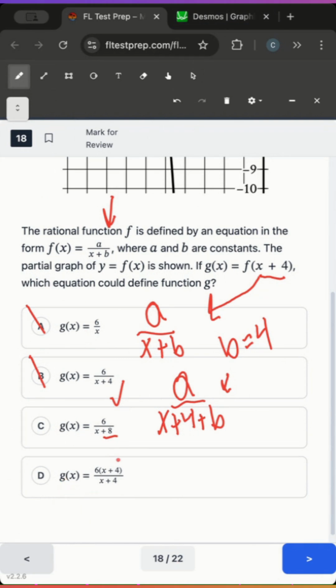And lastly, what the heck is D doing? You just wouldn't do that. You just wouldn't put the x plus 4 in the numerator. Like, why would you ever do that? It makes no sense. D is completely wrong. And through process of elimination, C is going to be the correct answer.